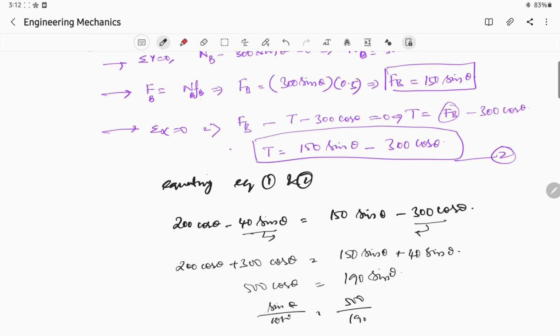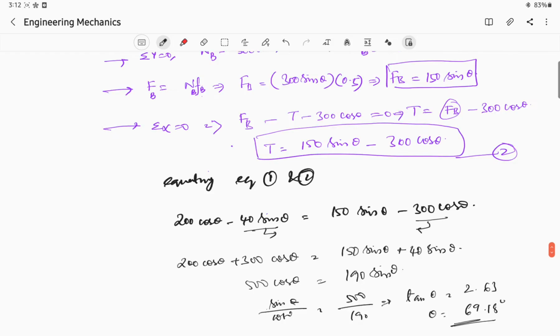500 by 190. So that implies tan theta is equal to 69. Tan theta will be 2.63 and theta is equal to 69.18 degrees. So this is the value of theta. This is the minimum angle required to cause the motion. Okay, this is theta. Now how to calculate T?